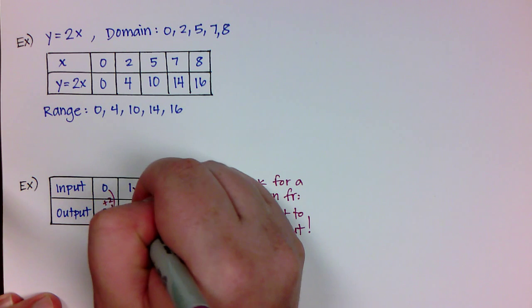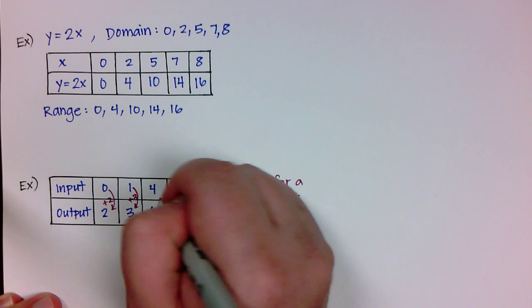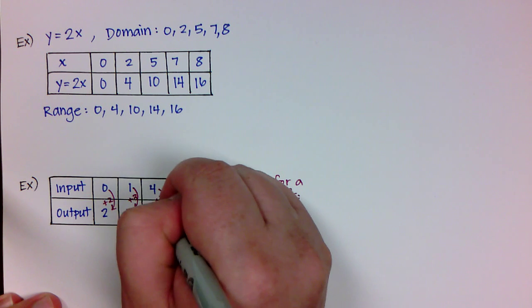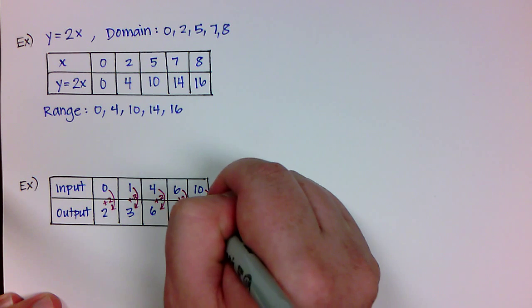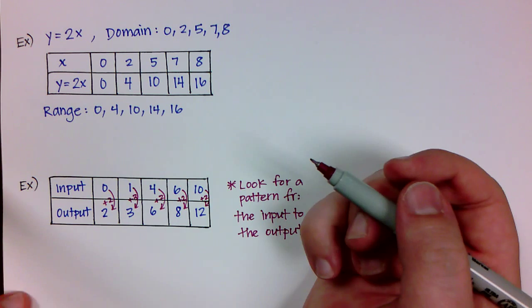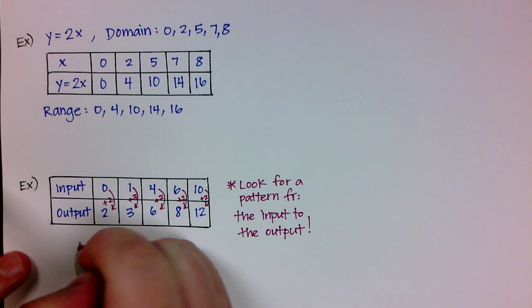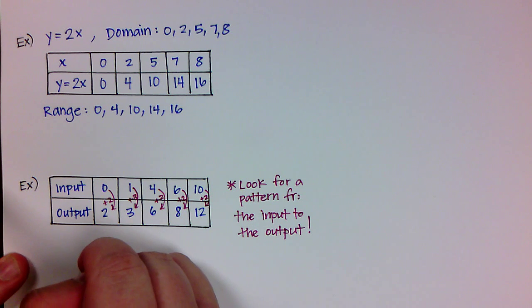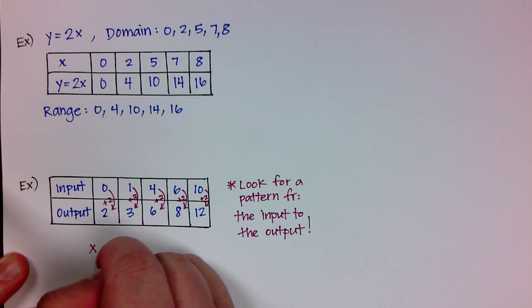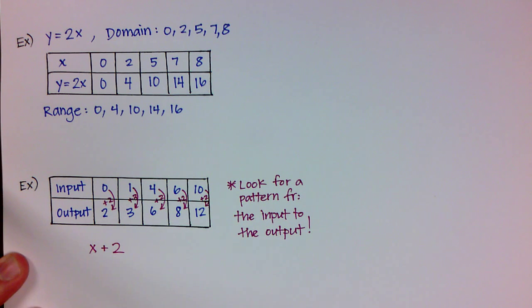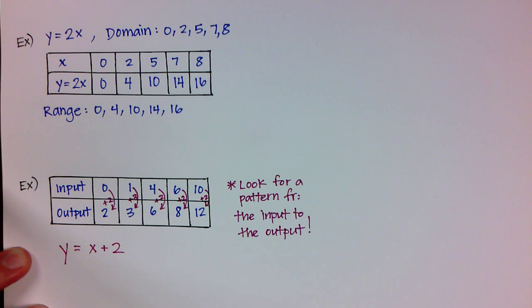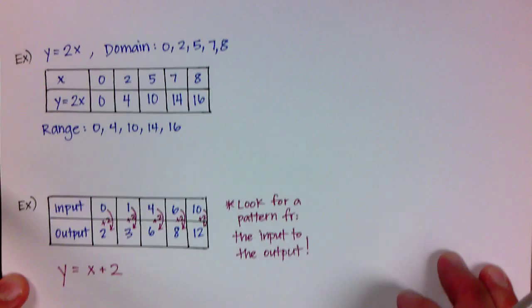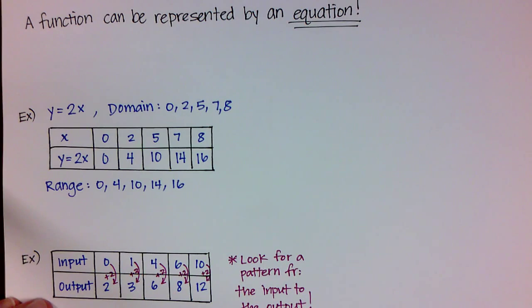Well, 1 plus 2 is 3. 4 plus 2 is 6. 6 plus 2 is 8. And 10 plus 2 is 12. So I have found the pattern in this one. Whatever my input was, if it was some number, I was adding 2 to it. So my function would be y is equal to x plus 2. And I'm done.